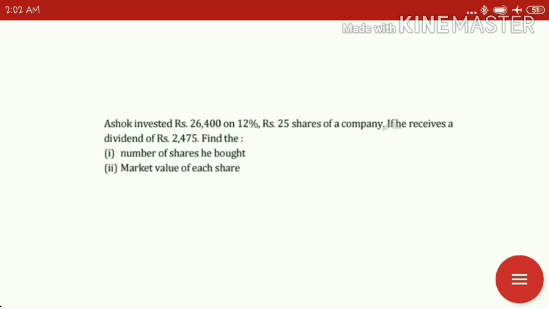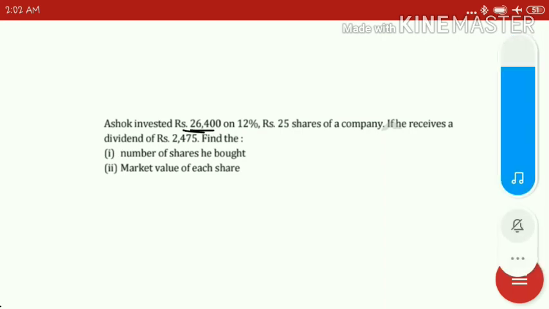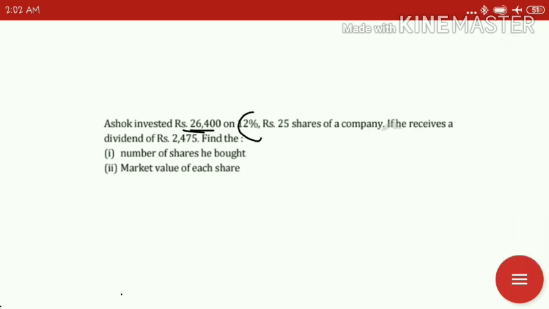In this particular one, you can see that Ashok invested 26,400 in 12% rupees 25 shares of a company. If he receives a dividend of rupees 2475, find the number of shares he bought and the market value of each share. Very easy question. The 26,400 is the investment, the 12% is the rate of dividend, and the 25 is the face value. The dividend of 2475 is also mentioned, so we have to use the dividend formula to find the number of shares, and also find the market value.